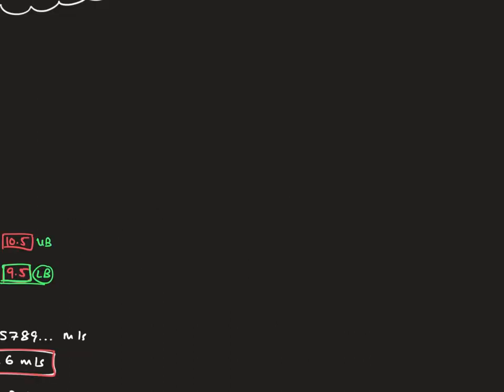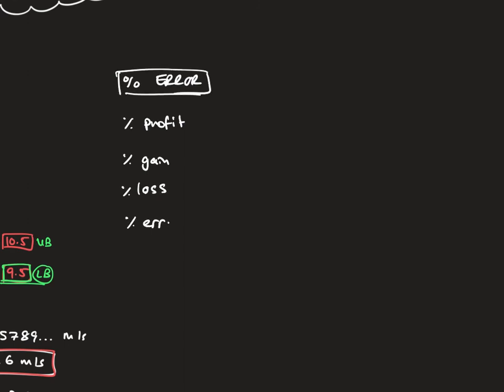Now I'm just going to do a little talk about percentage error here, just very quickly. Whenever there's percentage anything, so for example, percentage profit, percentage gain, percentage loss, or percentage error, the equation is, in this case, profit over the original times 100.